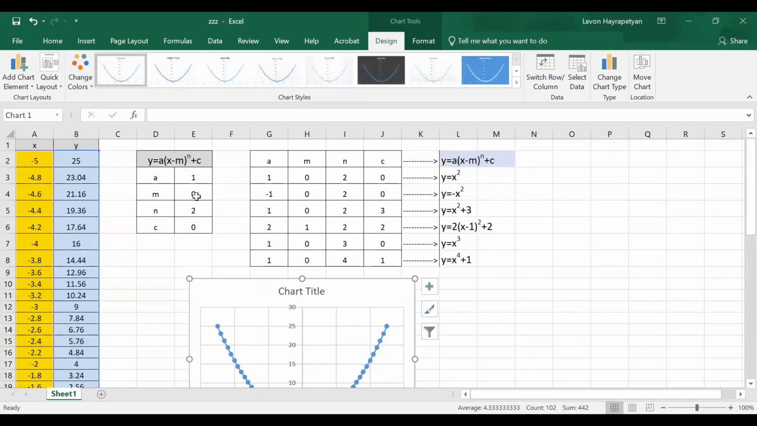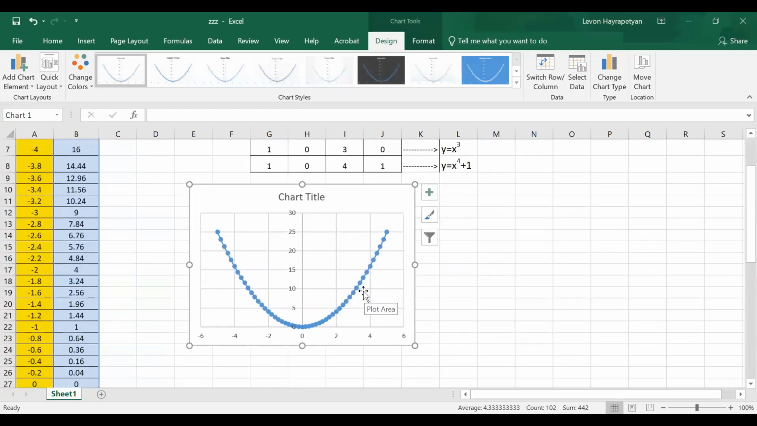So this is the graph of this function, when A is 1, M is 0, N is 2, and C is 0. More specifically, this is the graph of function y equals x squared. And as you know, this is the parabola.